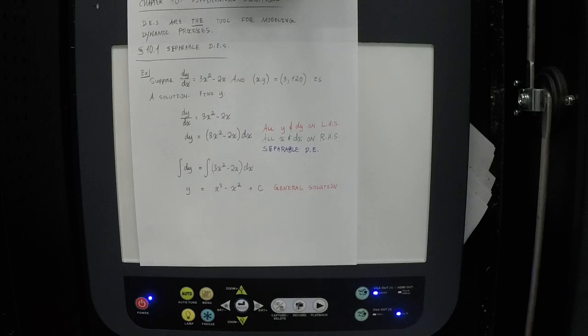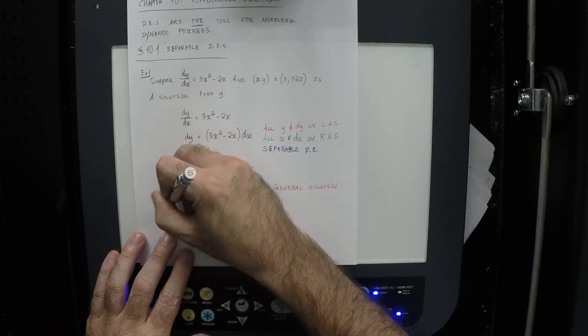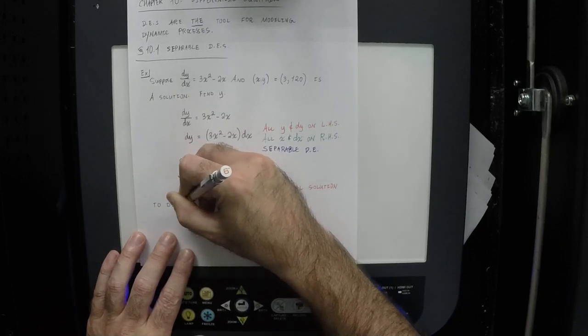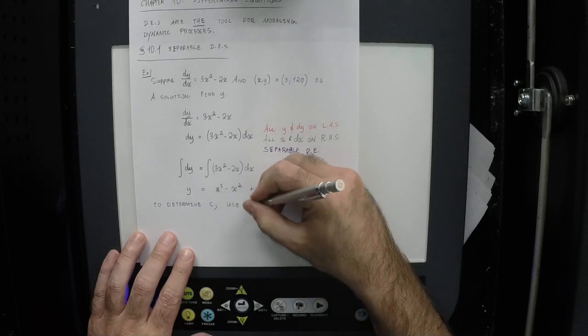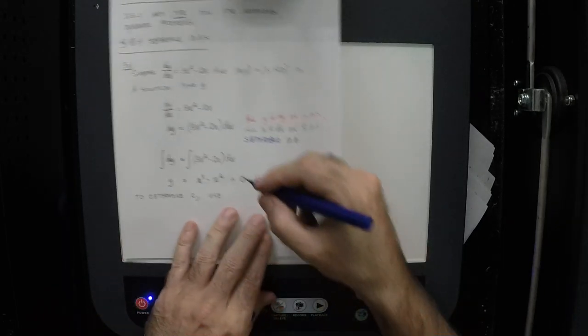But we want a particular solution. So can someone explain what I mean by that? This is a general solution, but we don't want the general solution, we want a particular one. And how will we know that we have the one that we want? So to determine C, we'll use this piece of information.